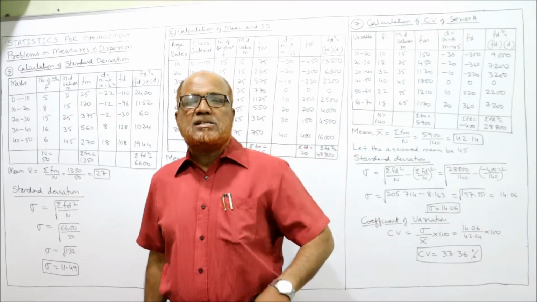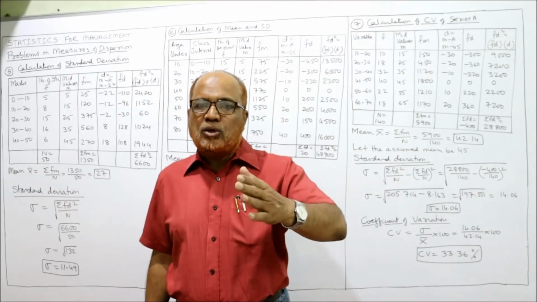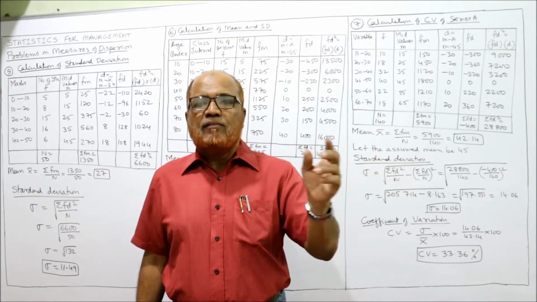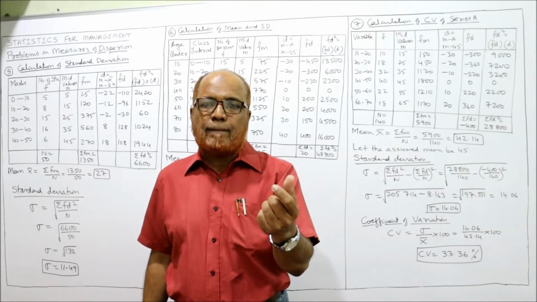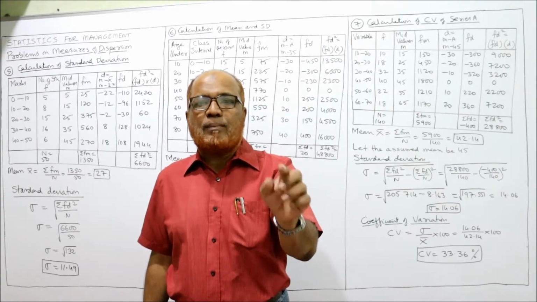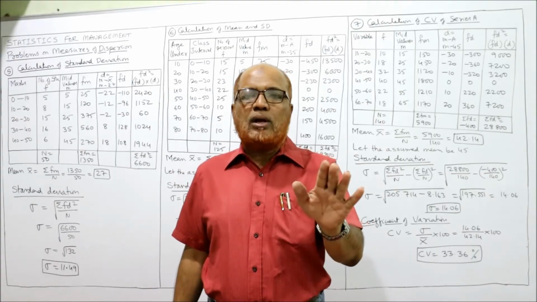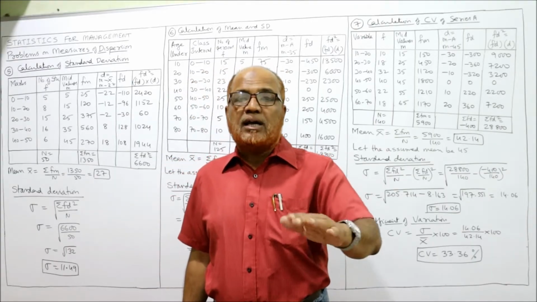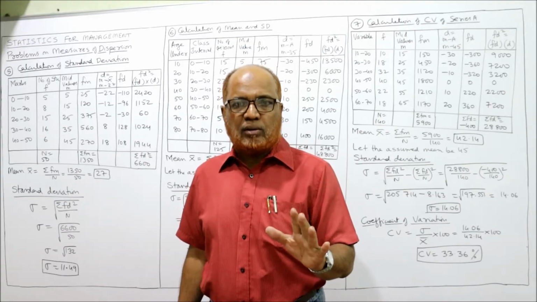First thing is you must find the mean. Without finding the mean, you cannot go for standard deviation. We have to see whether the mean is a whole number or a fraction. If it is a whole number, then take the deviations from the actual mean. If the mean is not a whole number but a fraction, take the assumed mean and find the deviations. That point you have to remember.